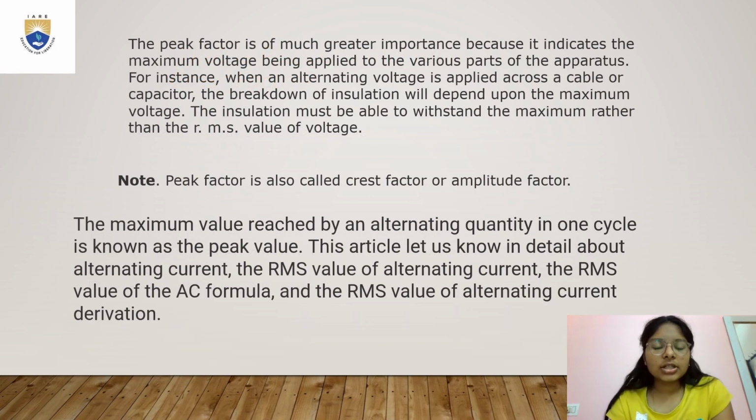Now, the peak factor is of much greater importance because it indicates the maximum voltage being applied to the various parts of the apparatus. For instance, when an alternating voltage is applied across a cable or capacitor, the breakdown of insulation will depend upon the maximum voltage. The insulation must be able to withstand the maximum rather than the RMS value of voltage. Note: peak factor is also called crest factor or amplitude factor. The maximum value reached by an alternating quantity in one cycle is known as the peak value.